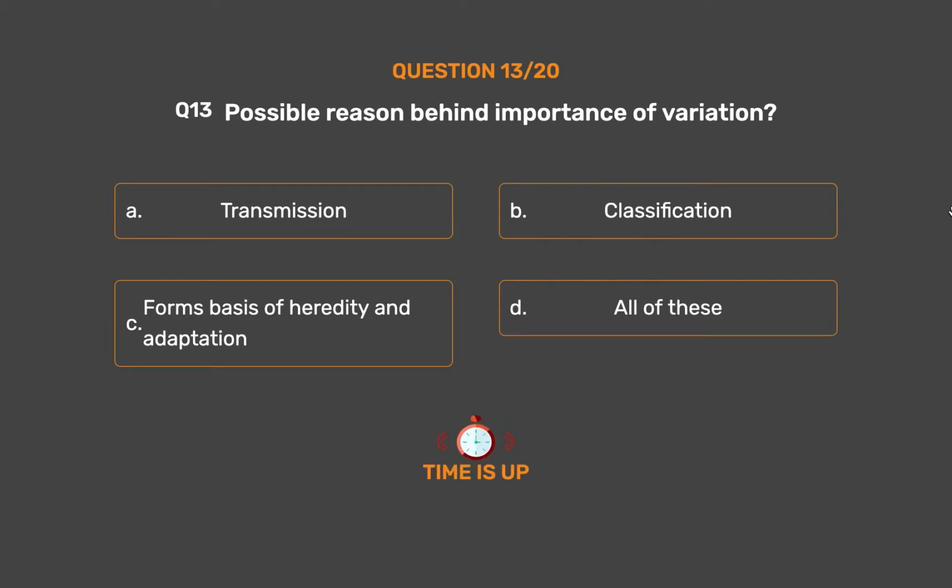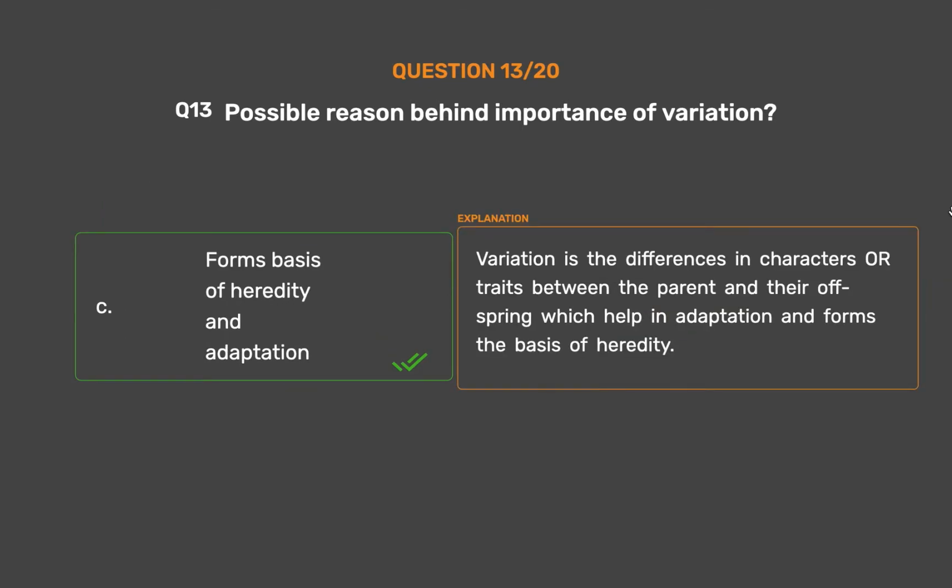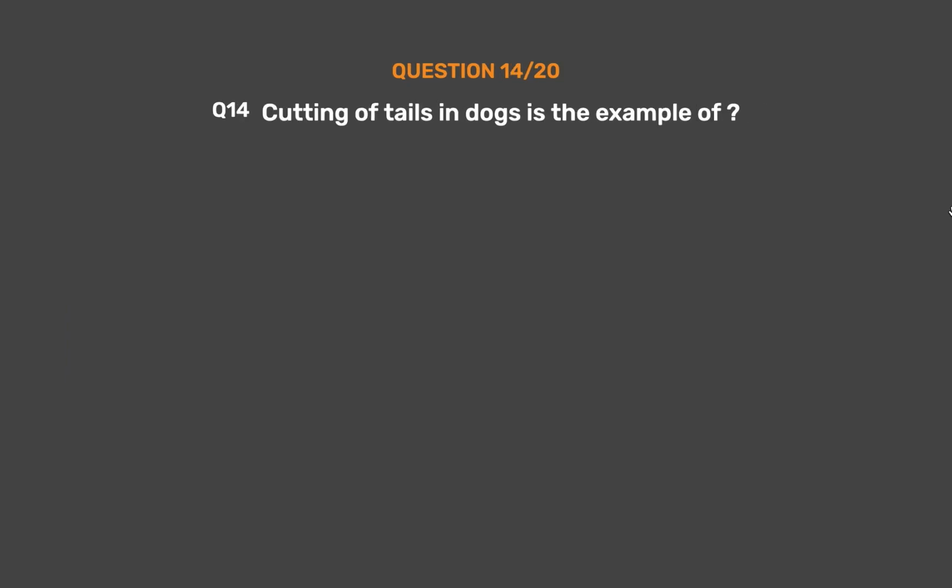The correct answer is option C. Forms basis of heredity and adaptation. Variation is the differences in characters or traits between the parent and their offspring which help in adaptation and forms the basis of heredity. Question number 14.